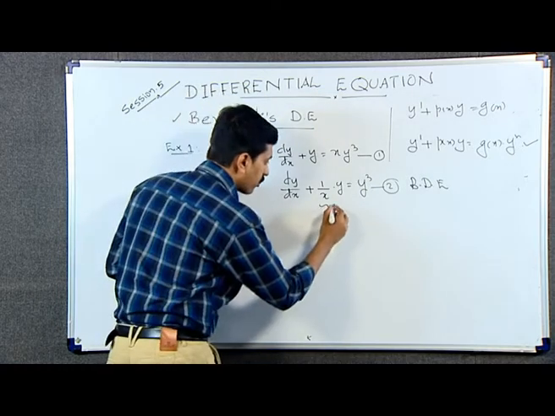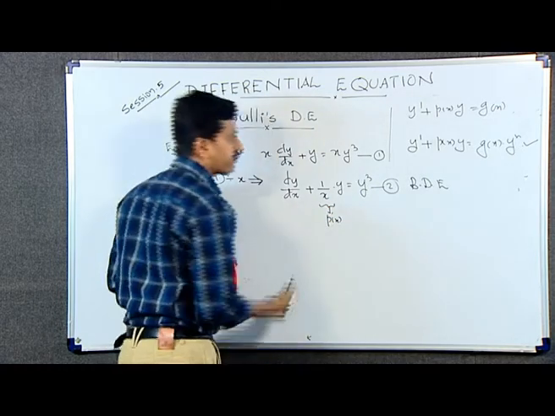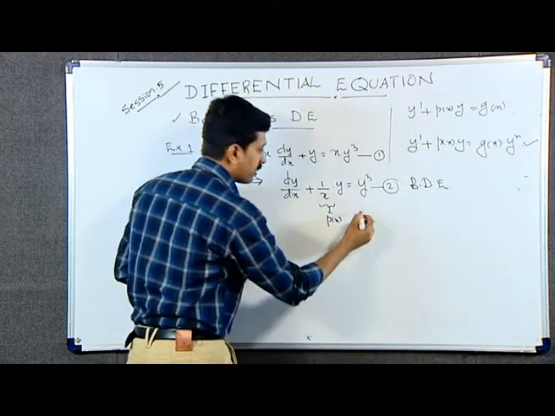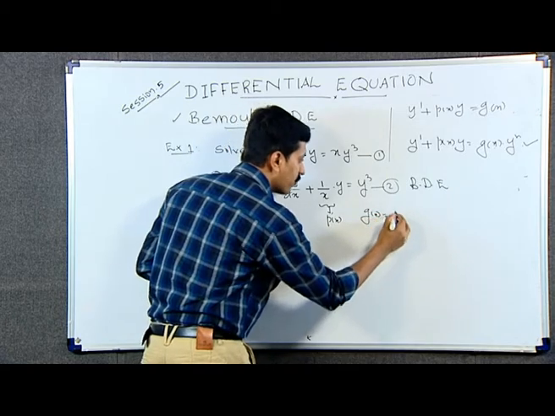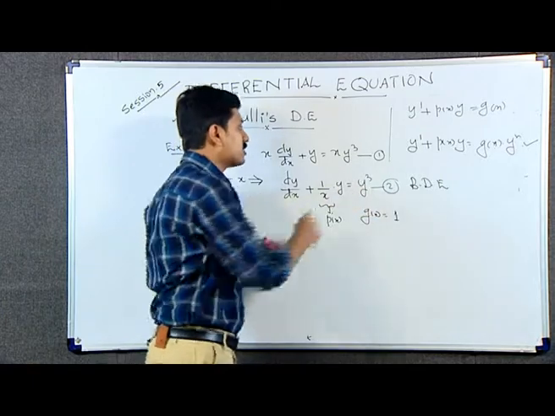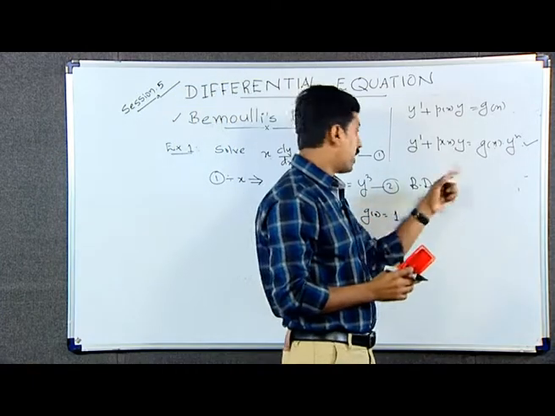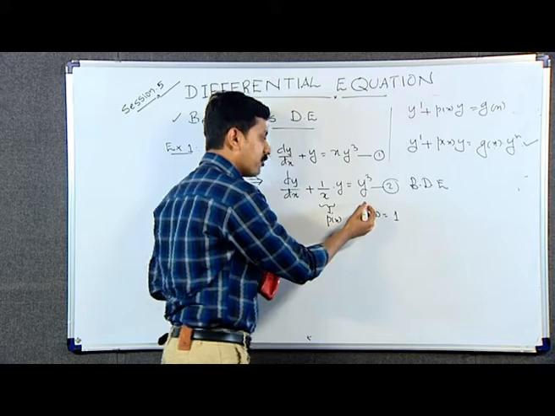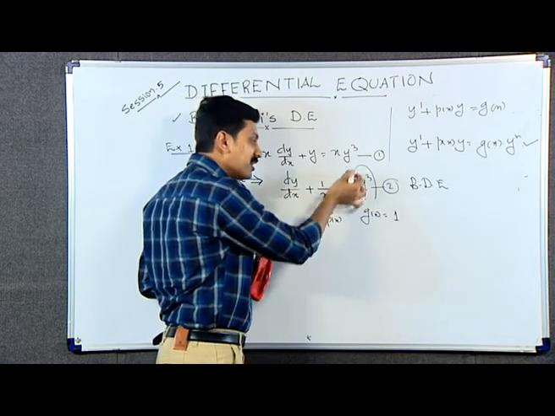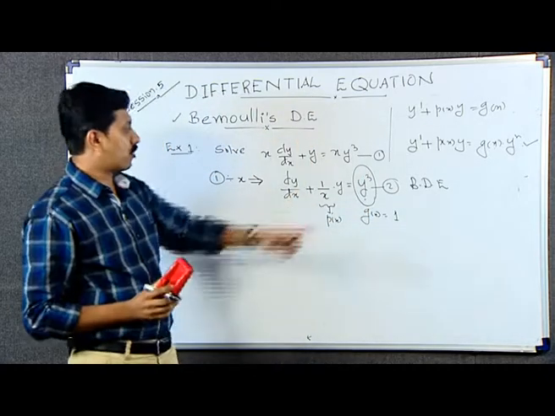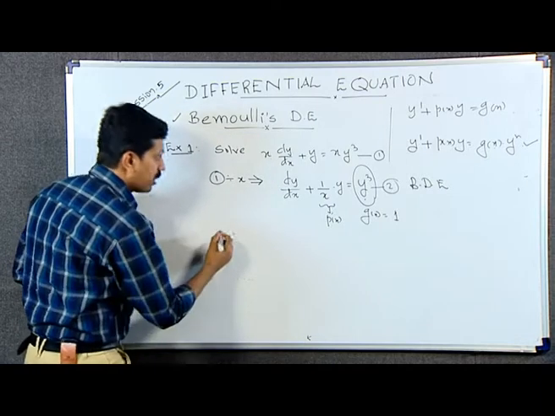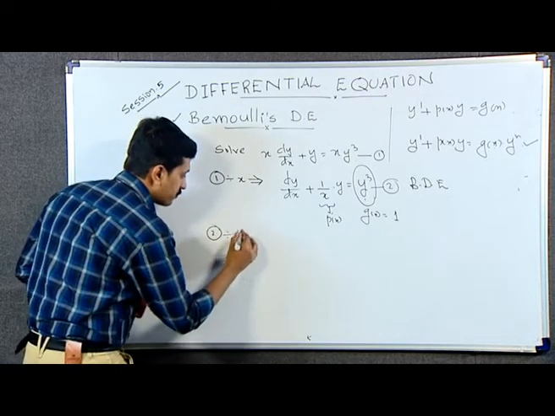Comparing this, you can find out this 1 by x as the function p of x. What about g of x? Y cube is there and g of x is not available here. Therefore, g of x is equal to 1. That is why this is a Bernoulli's differential equation by our method. What did we do in our method to solve this Bernoulli's differential equation? We divide this differential equation throughout with y cube. So, divide 2 with y cube.